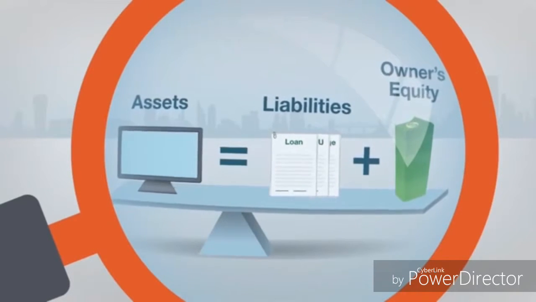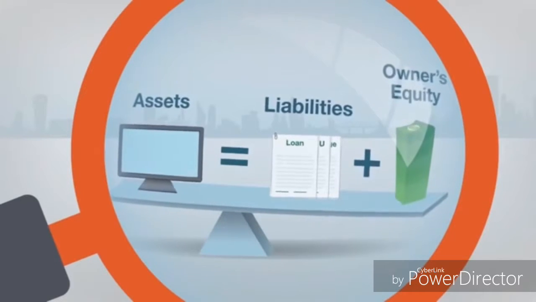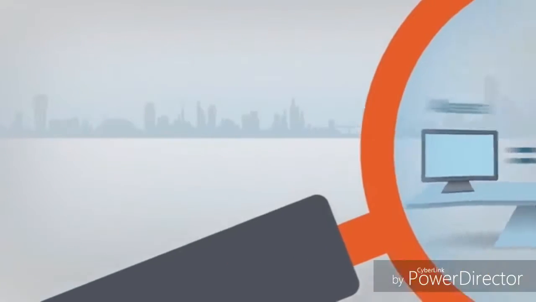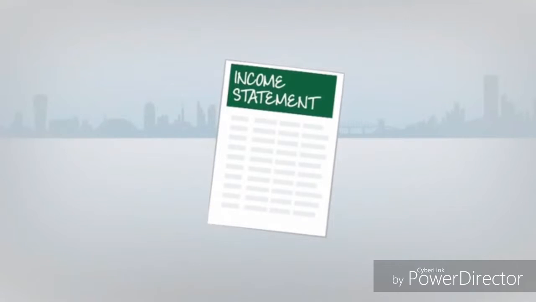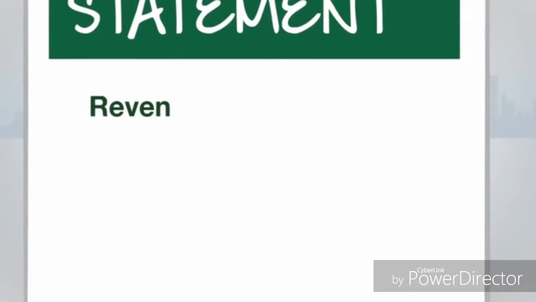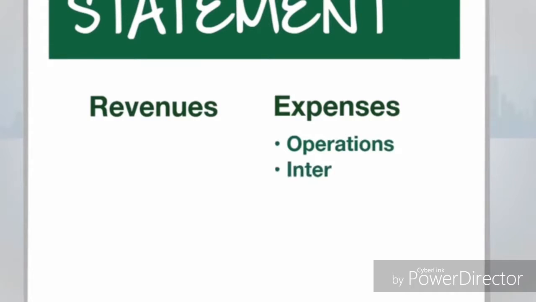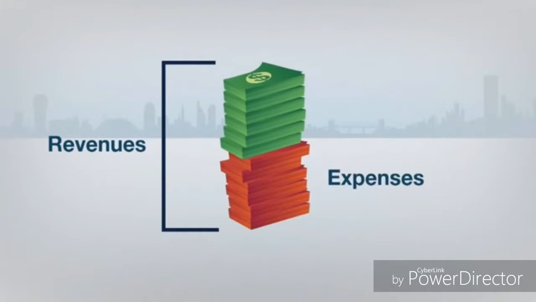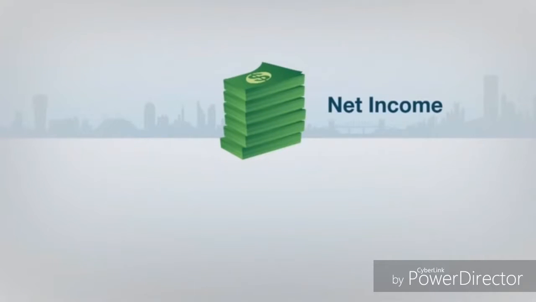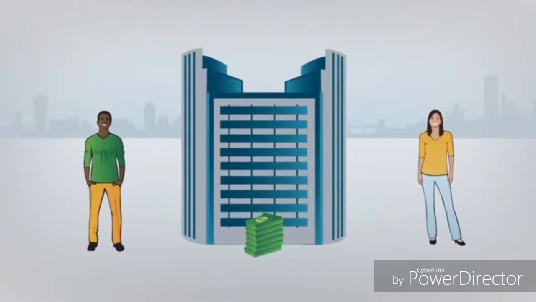However, if you want to know how the company earns money, you'd look at its income statement. An income statement shows a company's revenues and expenses. These are the costs associated with running the business, including operations, interest paid on loans, and taxes. When you take revenues and subtract expenses, you get net income. Net income is the earnings of a company.